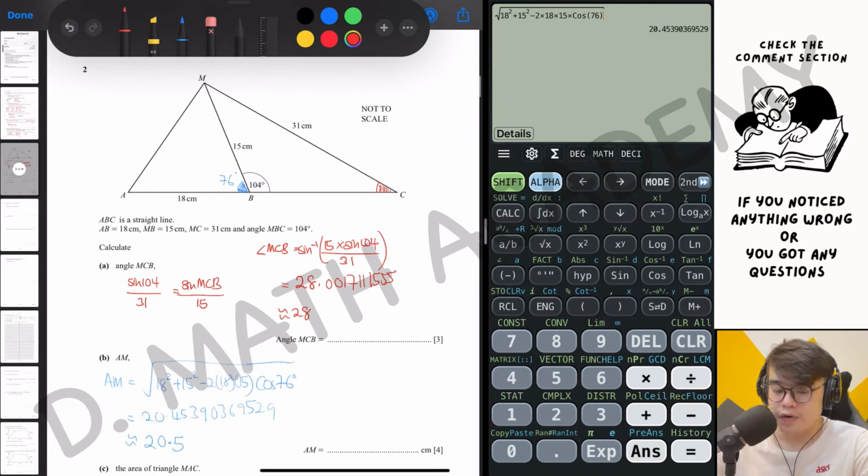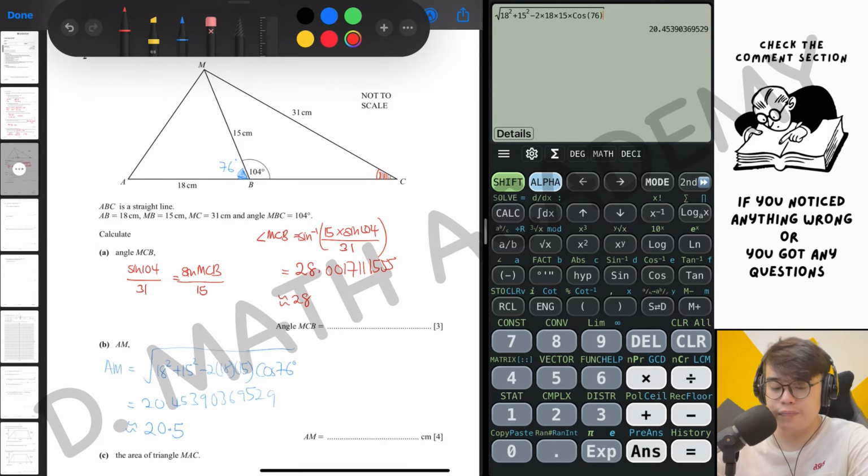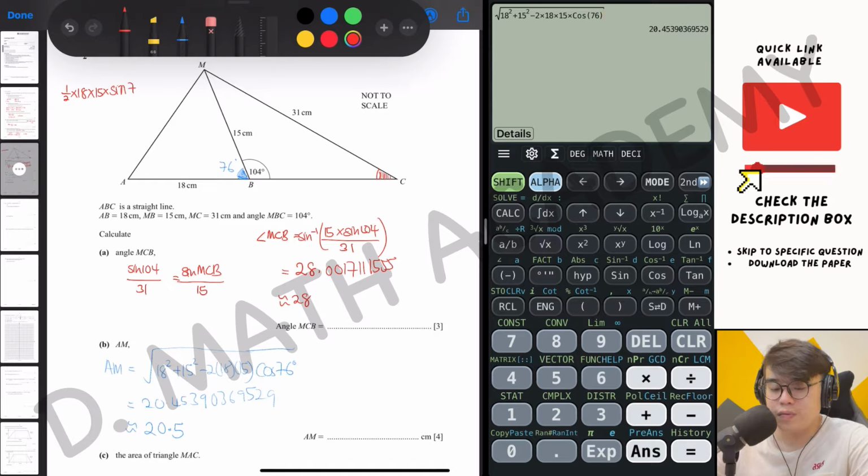basically. So for this, I will split it in 2 parts. The first one involves half times 18 times 15 times sine 76. As for the other one, it will be half times 15 times BC times sine 104. If you notice, I put BC there because we are yet to discover the value of BC here.